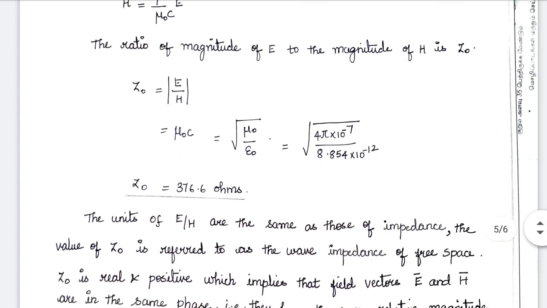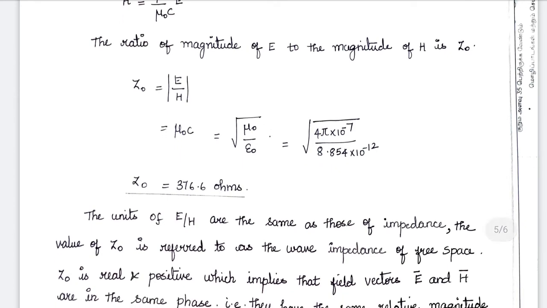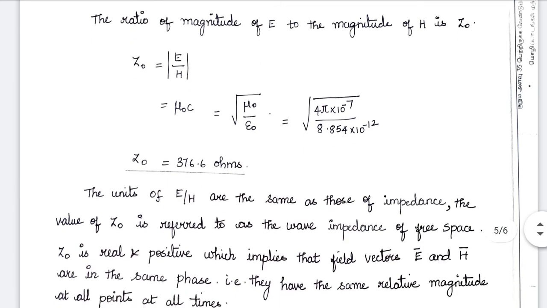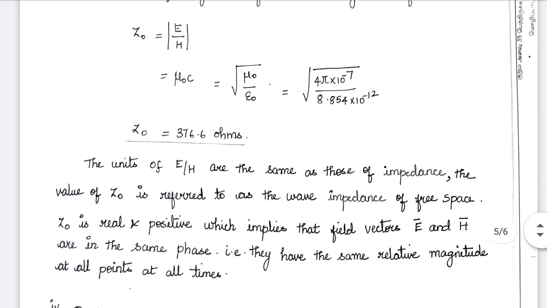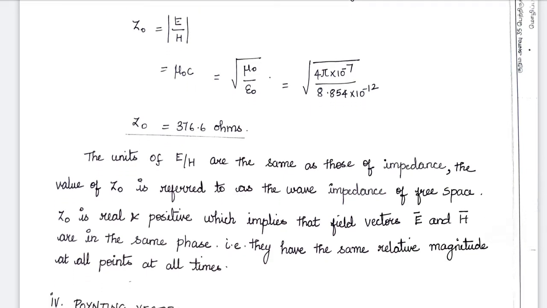So the unit of E by H says that it is the impedance value of the wave, which is represented as Z naught, the wave impedance of free space, and it is a real and positive value, which implies that the field vectors E and H are in the same phase. They are in the same phase. They have a fixed relative magnitude at all points at all times.